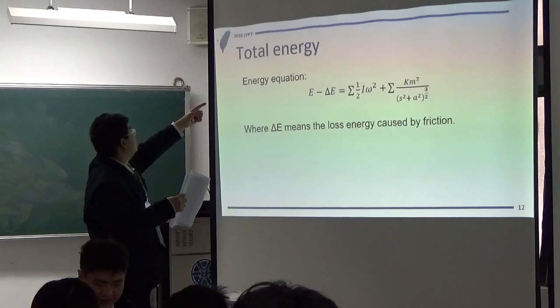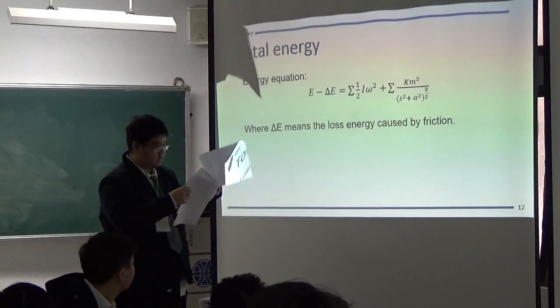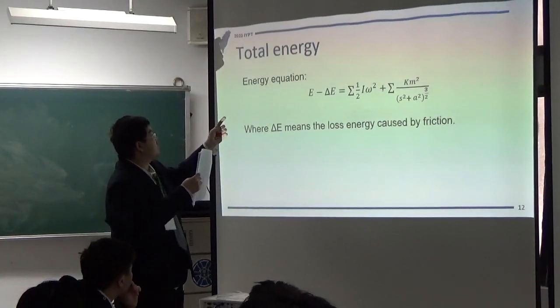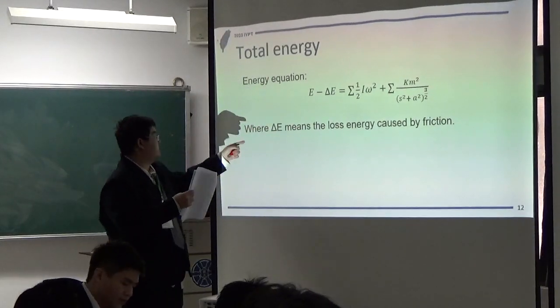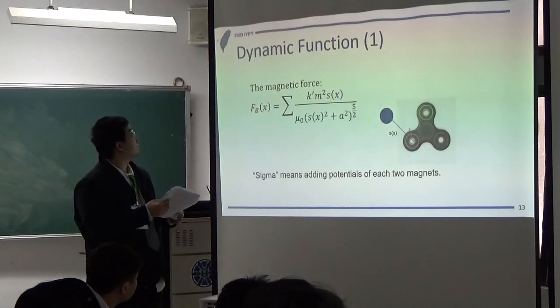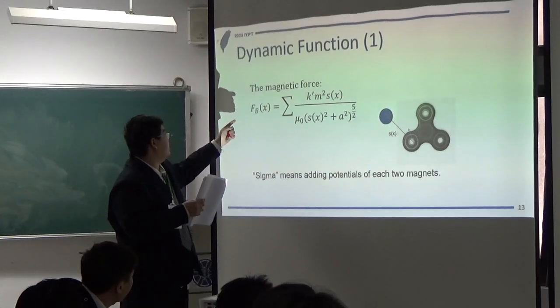Total energy. The total energy of the system is expressed as this equation, where delta E means the energy loss caused by friction. Dynamic function: the magnetic force, Fbx.